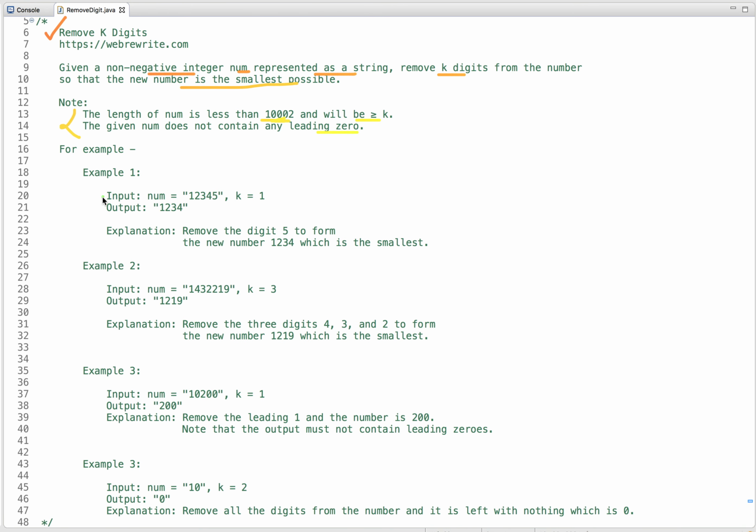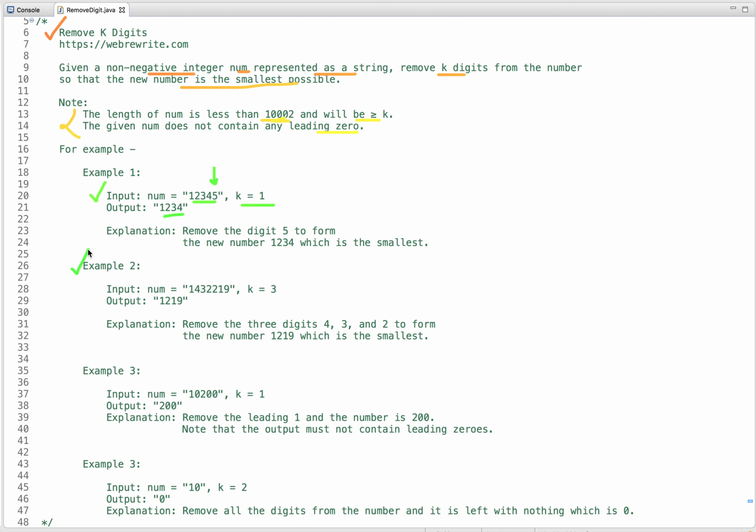Let's see the first example. In the first example, the input number is 12345 and it is represented as a string. We have to remove one digit from this number so that we get the smallest possible number. It is very straightforward that if we remove the last digit from this number, we get the smallest possible number, which is 1234. So 1234 is the output.